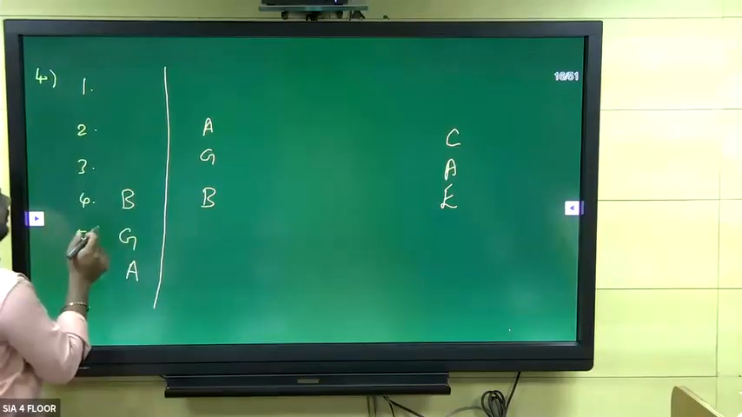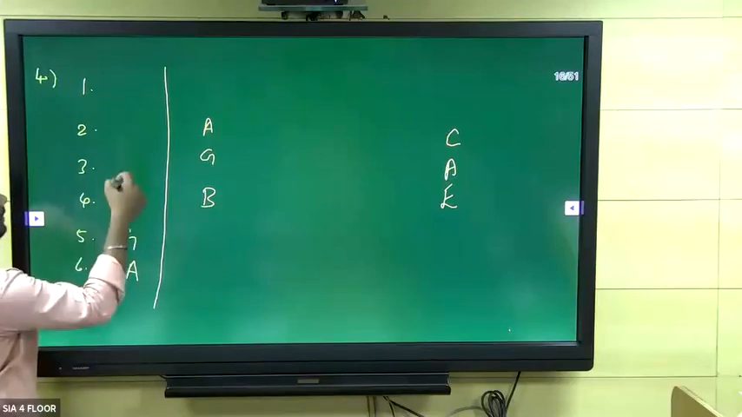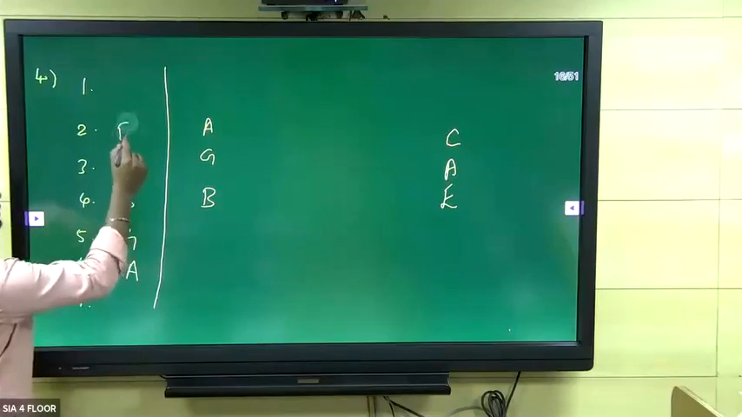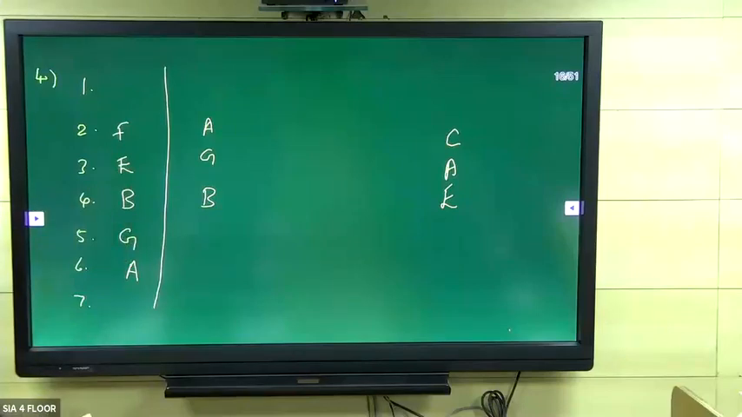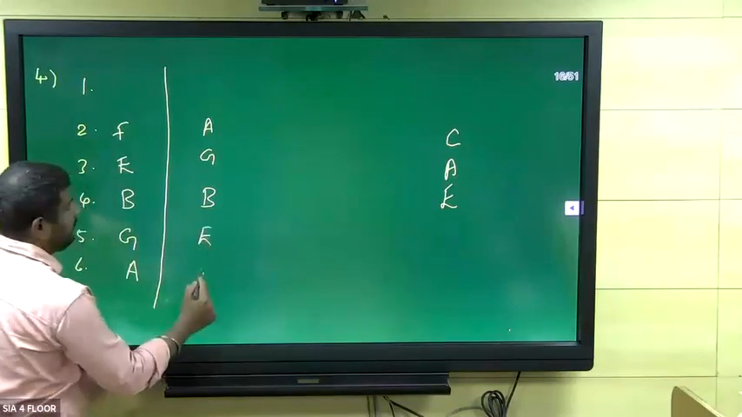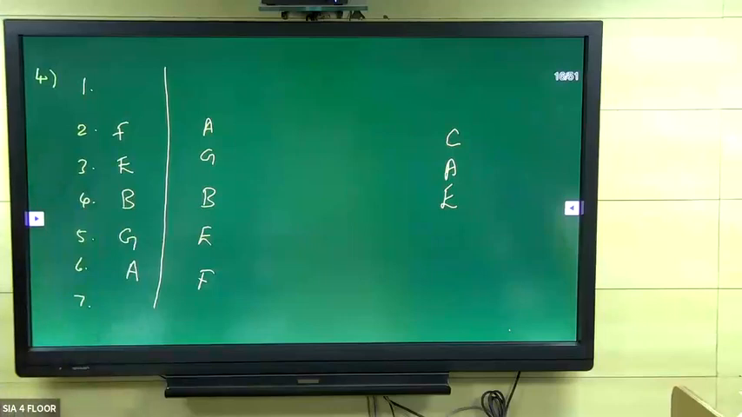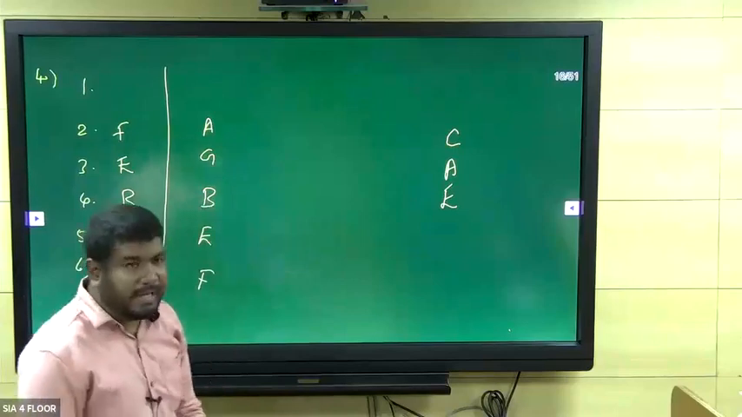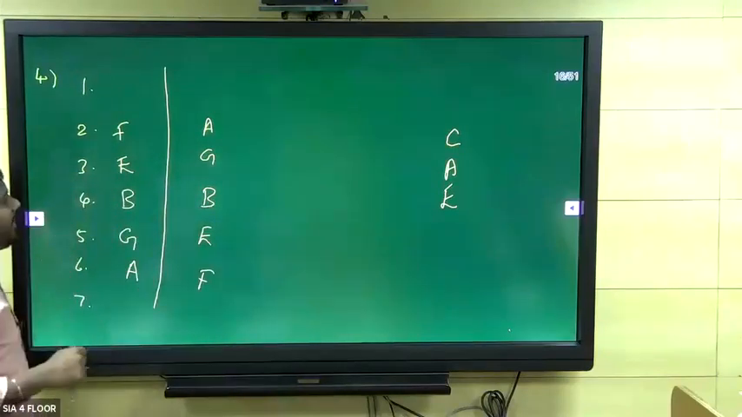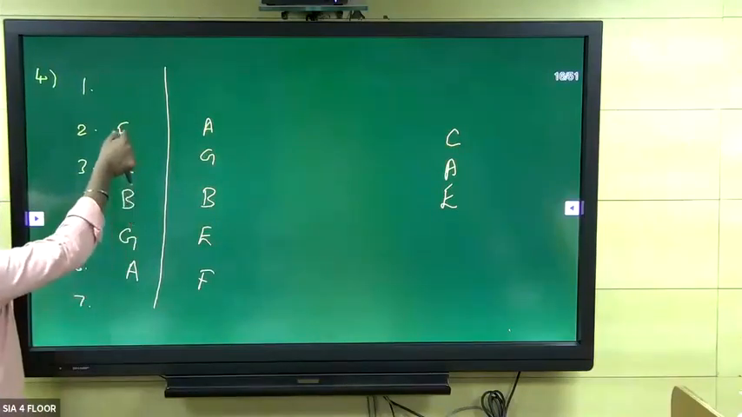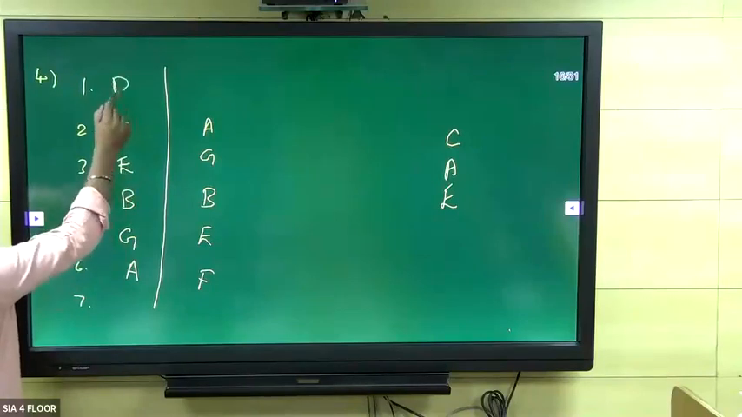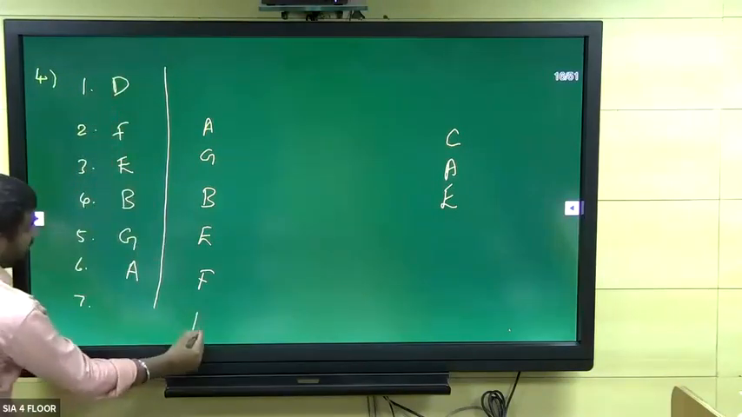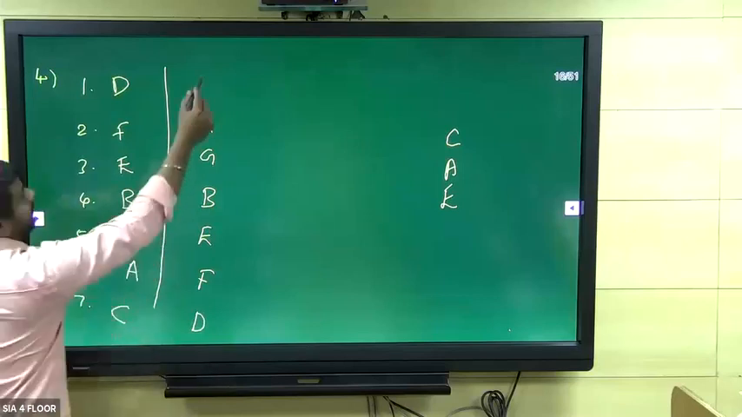So F is here. Sorry, B is here. E is between F and D. Then definitely they should come like this only. And here E, F. Clear? Now we have two places left out in both the possibilities. First one, last one. Now read the clue. If F is between E and D, so E and F is here. So if F is between E and D, then definitely this will be the possibility, right? The remaining person is C, right?